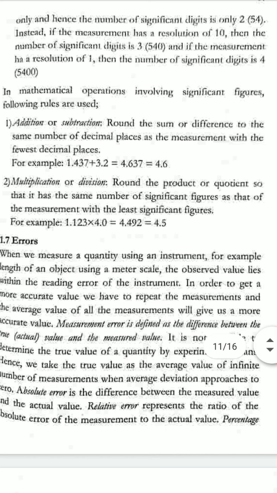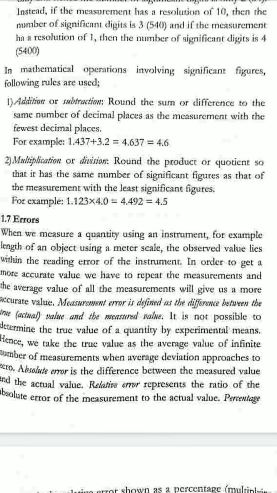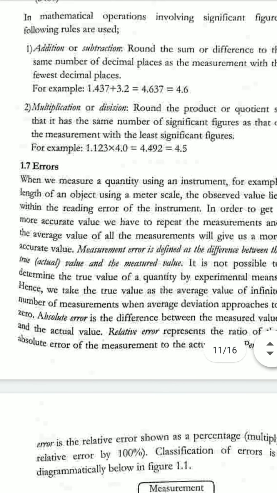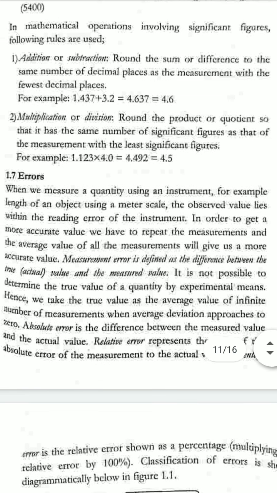Multiplication also it is the same. So if you do, for example, multiplication 1.123 into 4, you have the answer 4.492. You write it in the least significant figures, as the 4.0 has only the fewest digits after the decimal, which is 4.0. So we are using that. So that much only you need for the answer also, 4.5. So up to that limit you put the digits.